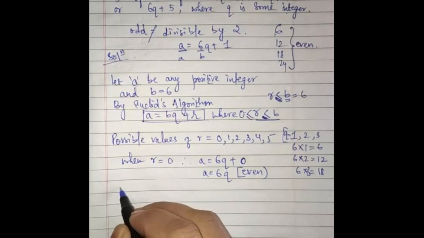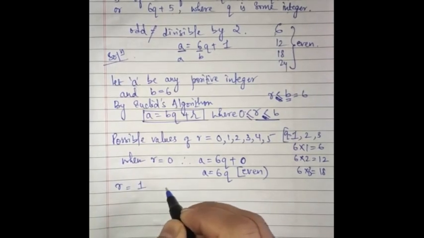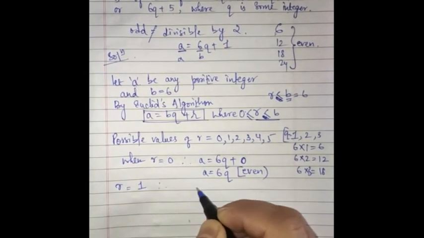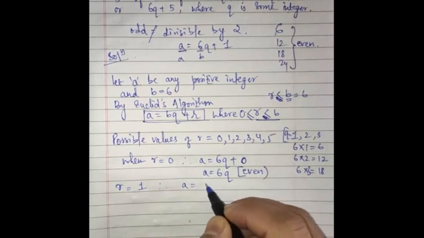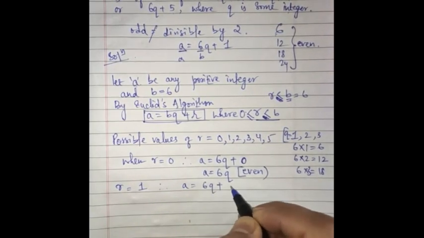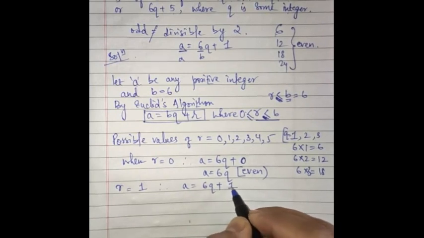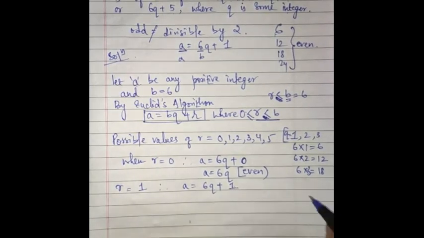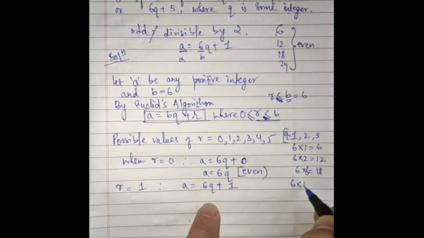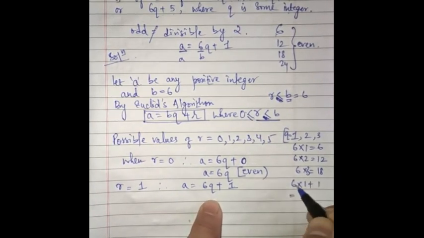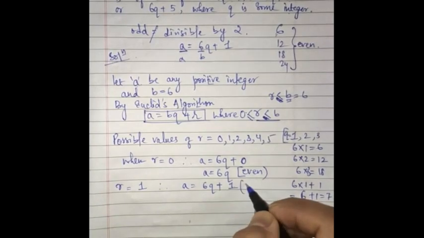So when r is equal to 1, then a is equal to 6q plus 1. In place of r, a is equal to bq plus r, and in place of r it is 1. So then we can write, if suppose q is equal to 1, 6 into 1 plus 1 is equal to 7. So yes, this is our odd.